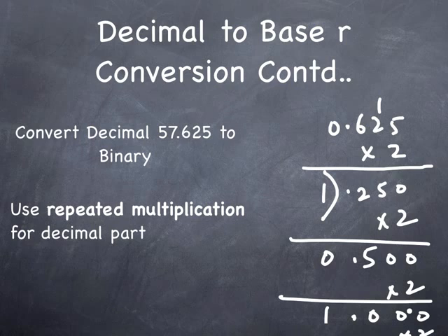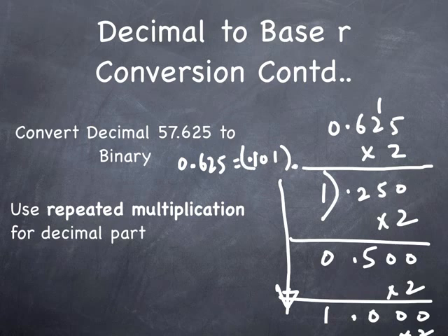ये. सो नाउ लुक एट द सीक्वेंस. I go like this, right? This is my, so 0.625 is 101, sorry, 0.101, right? Or 0.101 in base 2. ठीक है? So I write the sequence.